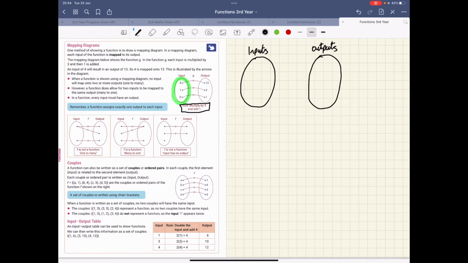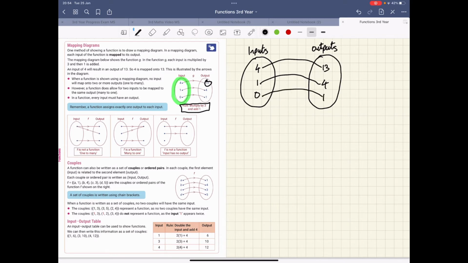So my inputs that they've chosen are 4, 1, and 0. I start with 4, multiply it by 3, that gives me 12, and I add 1, which gives me 13. And that's why you have 13 there. All right, let's try the same with 1. Multiply 1 by 3, I get 3, add 1, it gives me 4. And for 0, multiply it by 3, I get 0, add 1, I get 1.